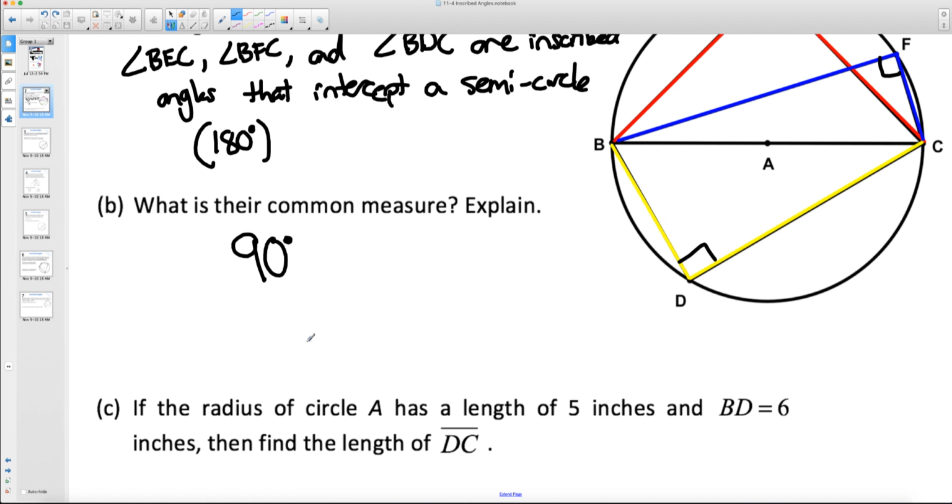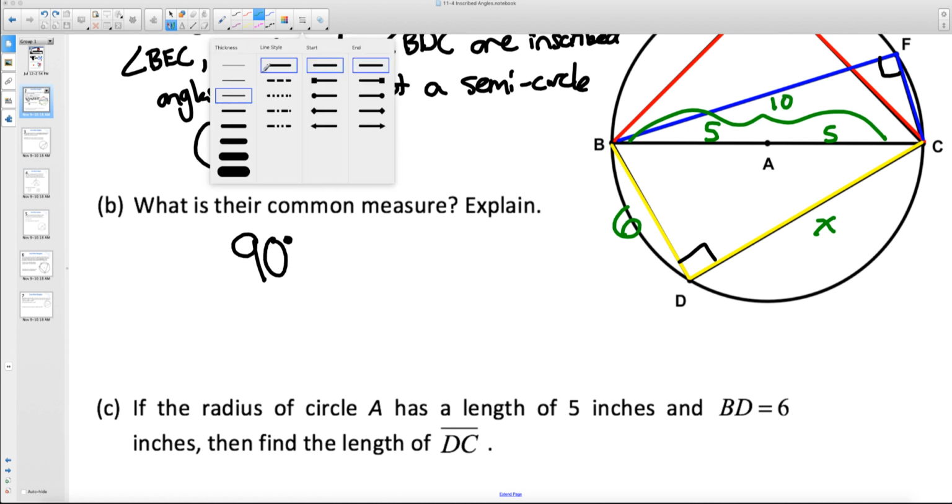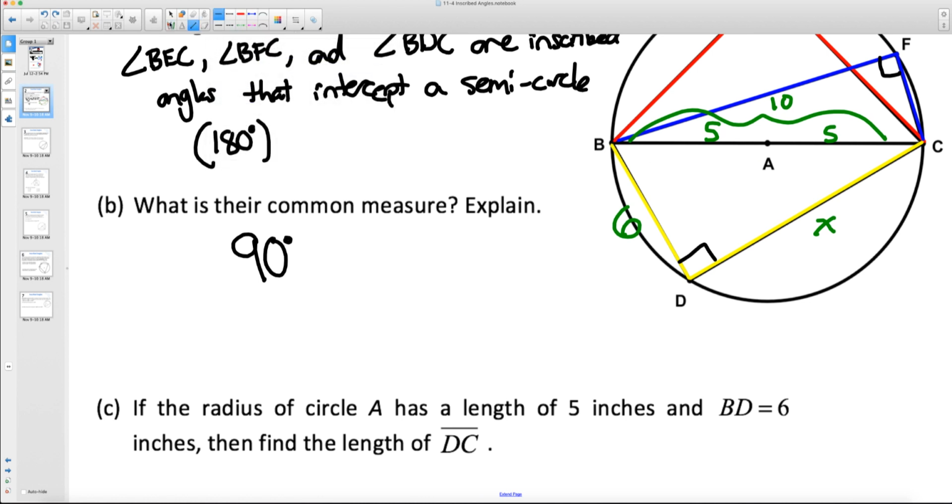If the radius of circle A has a length of 5 inches and BD is equal to 6, determine the length of DC. I'm going to call this X. So the radius is 5. From A to B is 5, and from A to C is 5, so this whole thing here would be 10. We actually have a right triangle going on here, so I'm going to pull this triangle out.